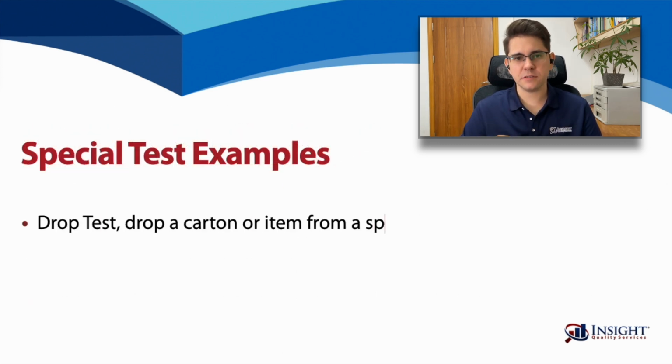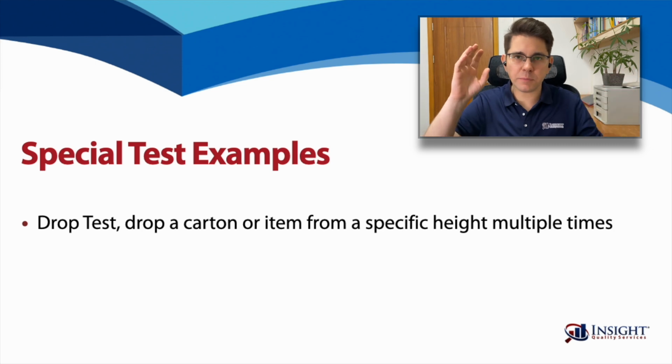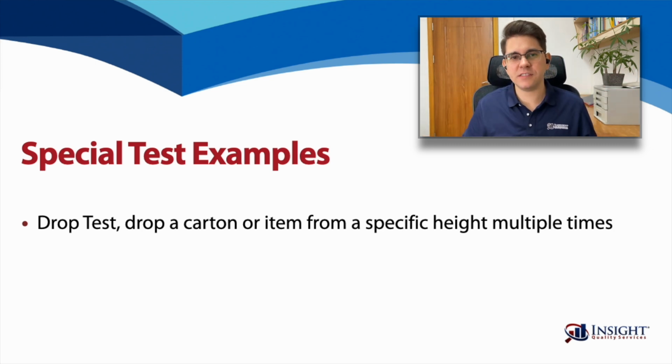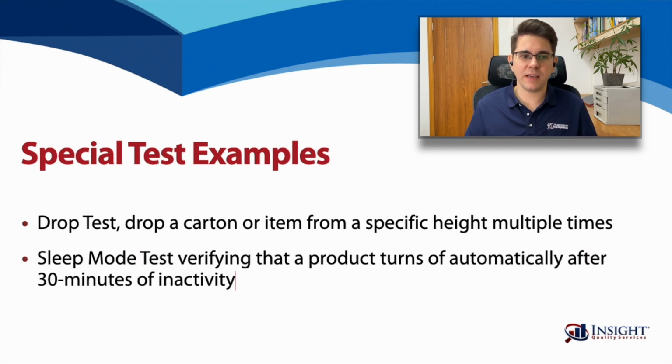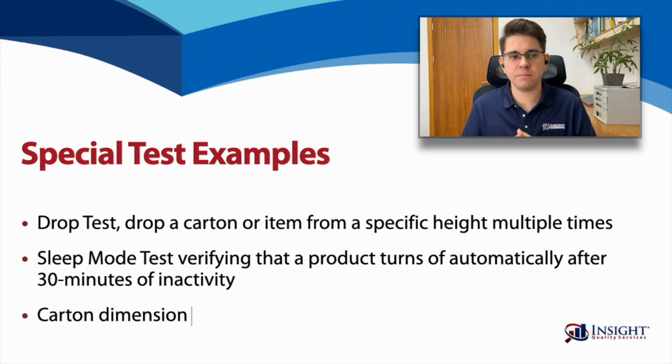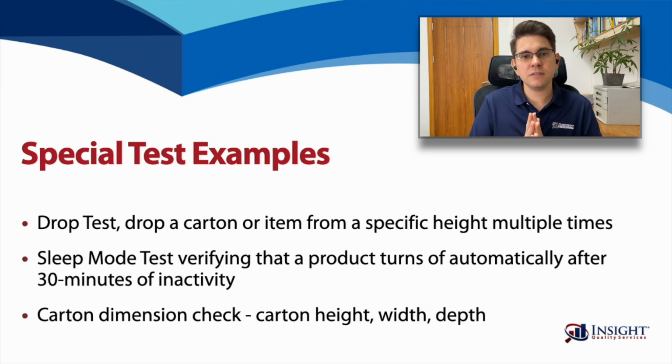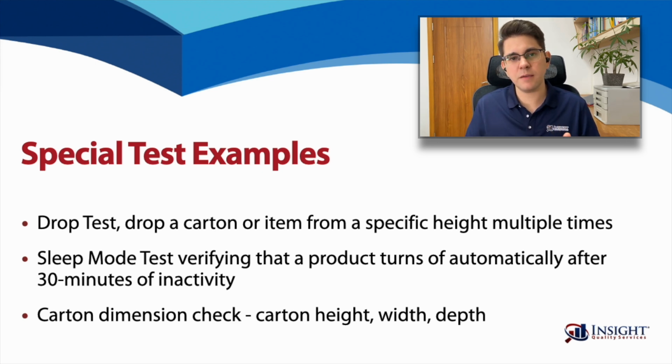The first one is a drop test, where you're dropping a carton or an item from a specific height multiple times to see if the packaging or product breaks. Another example would be a sleep mode test for an electronic product, where you verify that it turns off automatically after 30 minutes of inactivity. Now, that's obviously going to be very time consuming if you do that on all of the items. Another example is a carton dimension check because you're checking the carton height, width, and depth, and that's going to be relatively similar across every carton that you check.